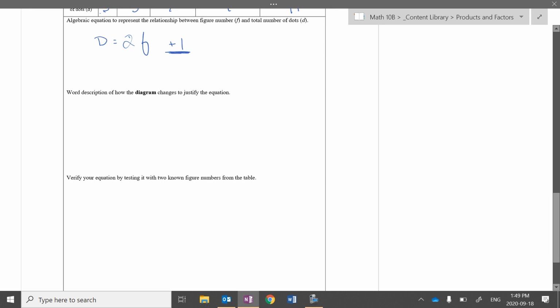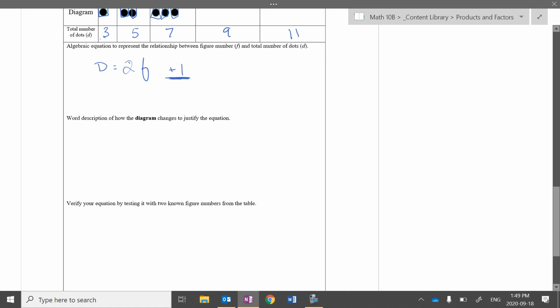On this one, I've described it verbally for you. When you're filling it in, for example, the first one is 1 and 3, I would replace my d with the number 3, and then I'm going to have 2 × 1 + 1. So then I would get 2 + 1, 3 = 3. Yay, I know I did it right.